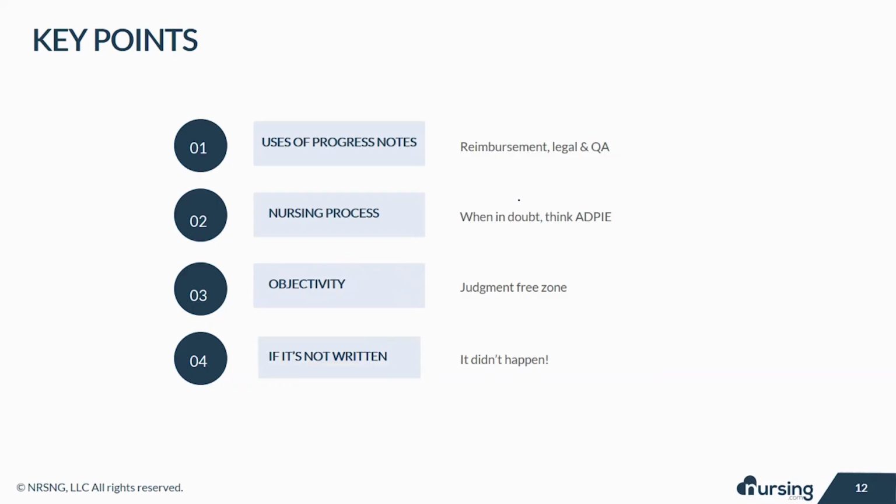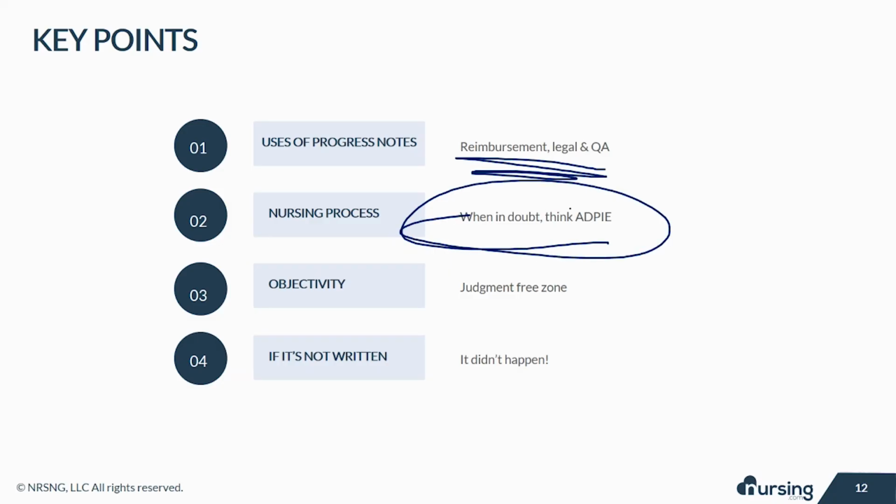So let's talk some key points. Remember, progress notes are legal documents. I can't stress this enough, okay? They can be used in court. They can be used for insurance, to pay your facility. They can be used for QA. They can be used for whatever, okay? Be mindful of what you write. If you ever get stuck on what to include in a progress note, that's okay too. It happens, but you can always go back home to the nursing process, okay?